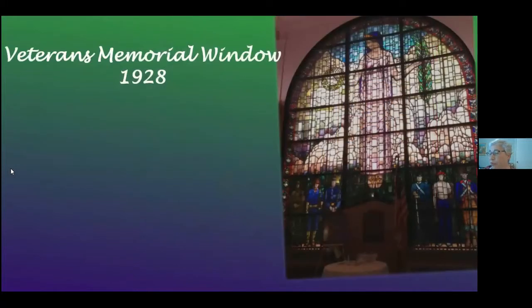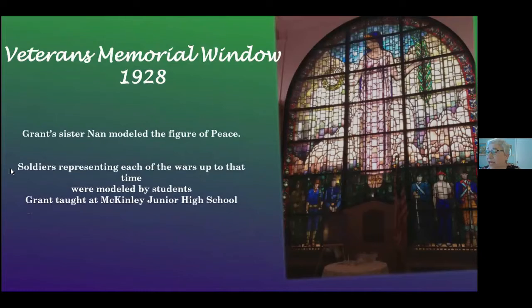This is how the window turned out. It's absolutely gorgeous. Of course, it's still there. He had his sister, Nan, model the figure of peace. And he had been a teacher for a while at McKinley Junior High, and he used his students as models for each of the soldiers. And they represent the various wars that we had been in up to that point.